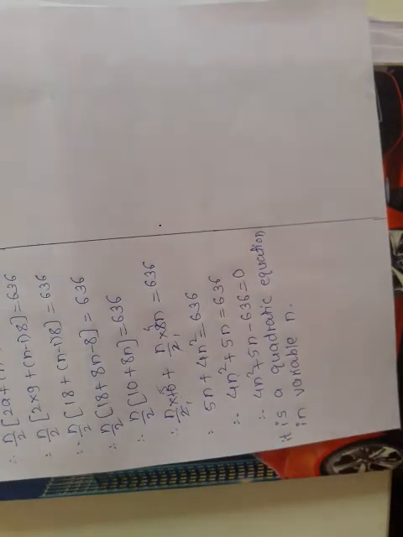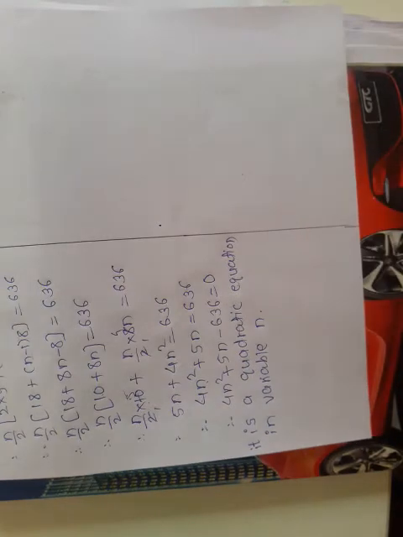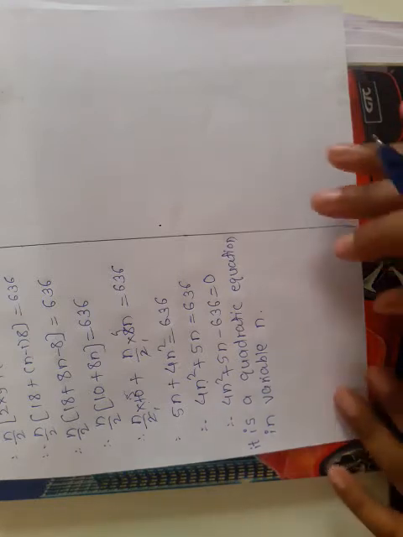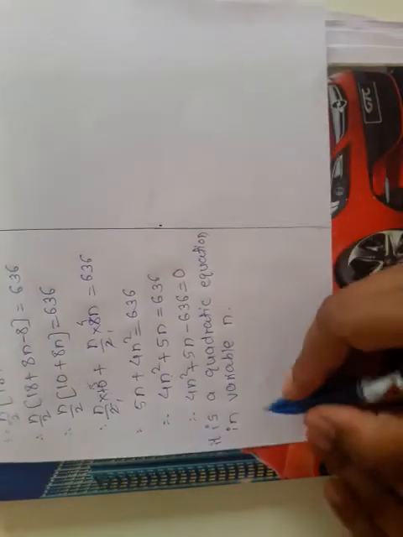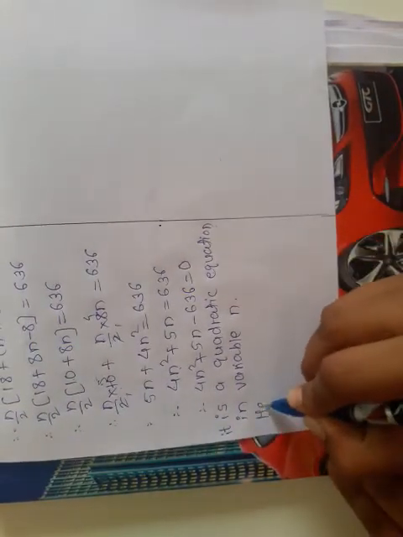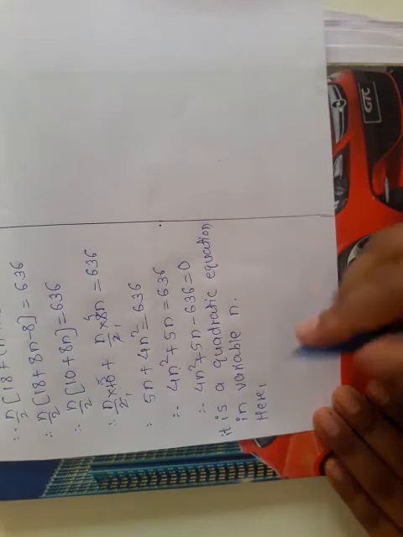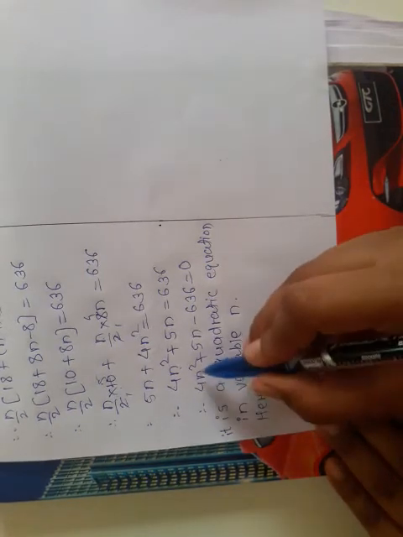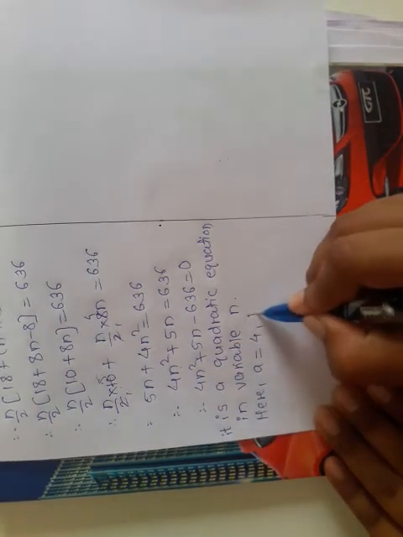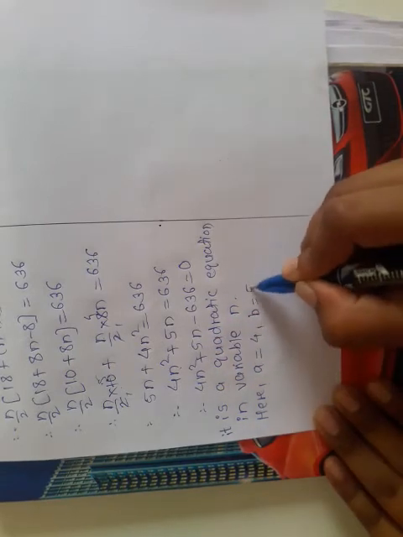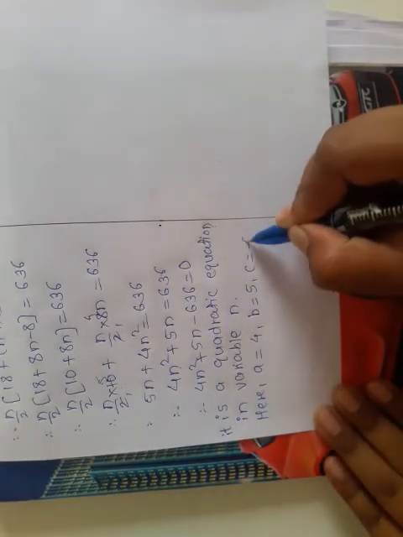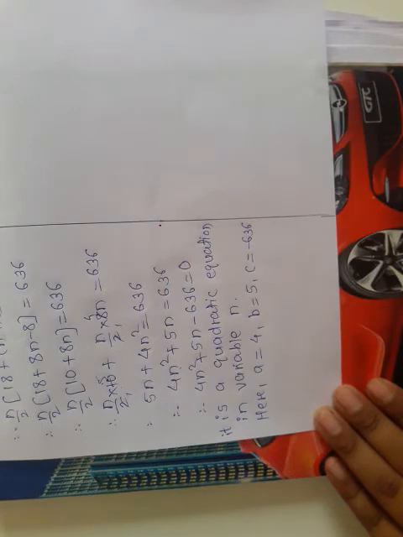We know how to solve a quadratic equation by using the completing the square method, by splitting the middle term, or by the quadratic formula method. So use any of these methods. I am using the quadratic formula method here. Write down all the values of a, b, c. Here a is equal to the coefficient of n square, which is 4, b is equal to the coefficient of n, which is 5, and c is equal to the constant term, minus 636. Now we have to find out the discriminant D here.